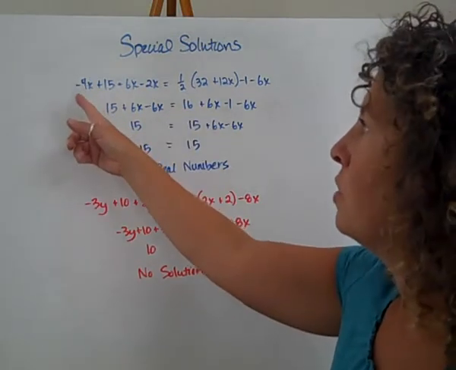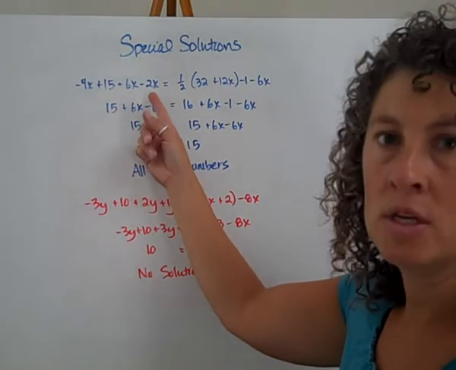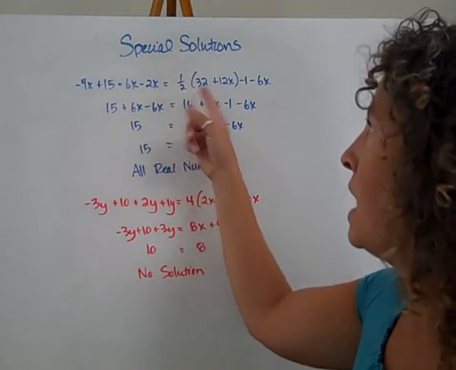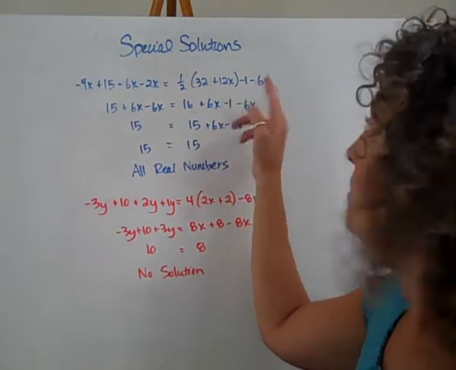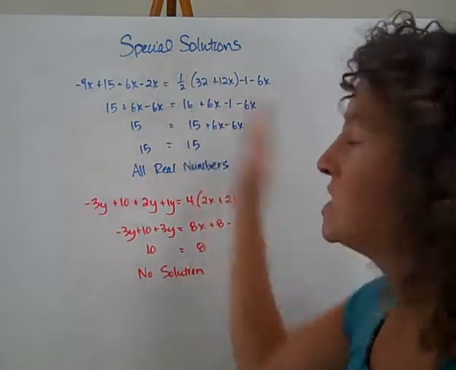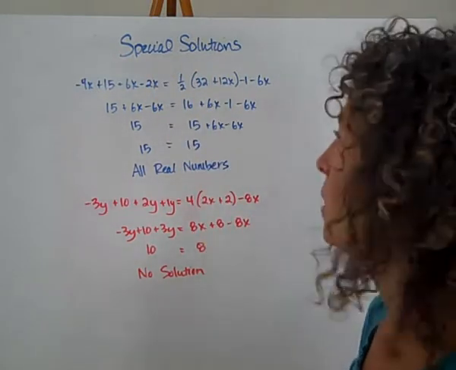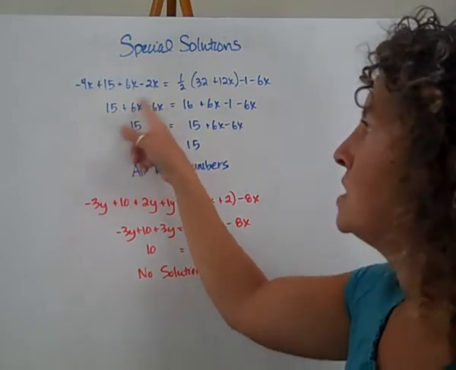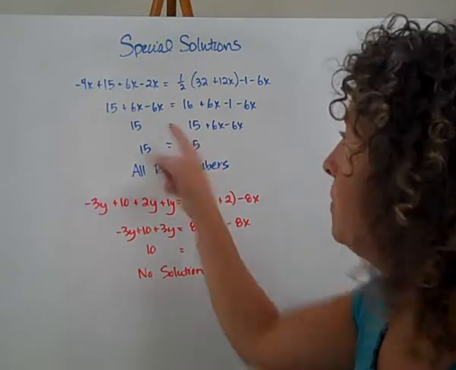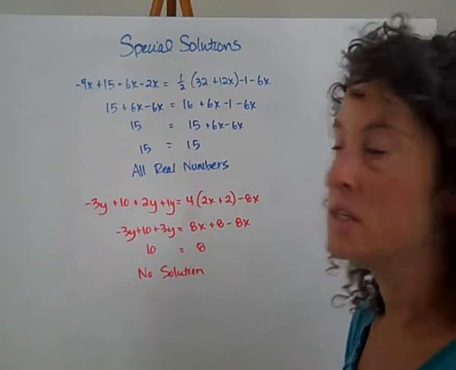So I have negative 4x plus 15 plus 6x minus 2 equals 1/2, and then parentheses, 32 plus 12x, close parentheses, minus 1 minus 6. So let's simplify each of these sides and see what we end up with. So my left side, 15 plus 6x minus 6x. The plus 6x and the minus 6x cancel each other out. I'm only left with 15 on the left-hand side.